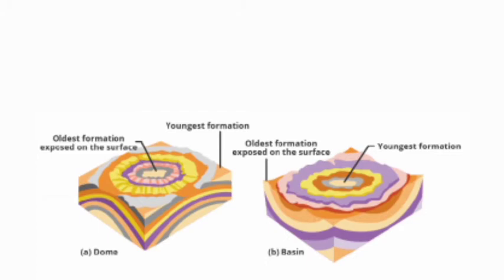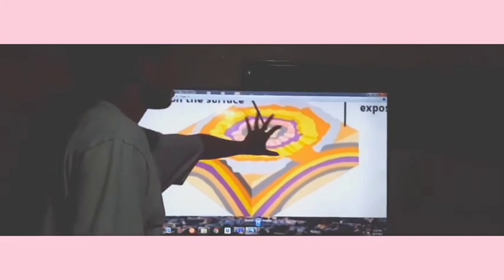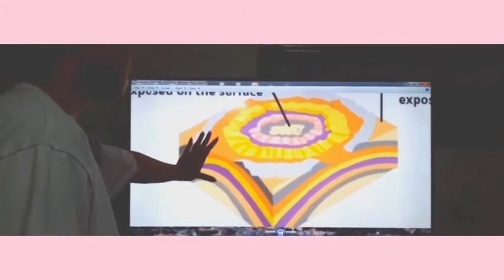We can see from the figure the difference of a dome and a basin. In geology, an upward arch anticline is used only if the oldest rocks are in the center and the youngest rocks are at the outside of the fold. Like for example, we have here a fold. So the oldest rocks can be seen here at the center, while the youngest rocks can be seen here at the outside of the fold. That is called the upward arch anticline.